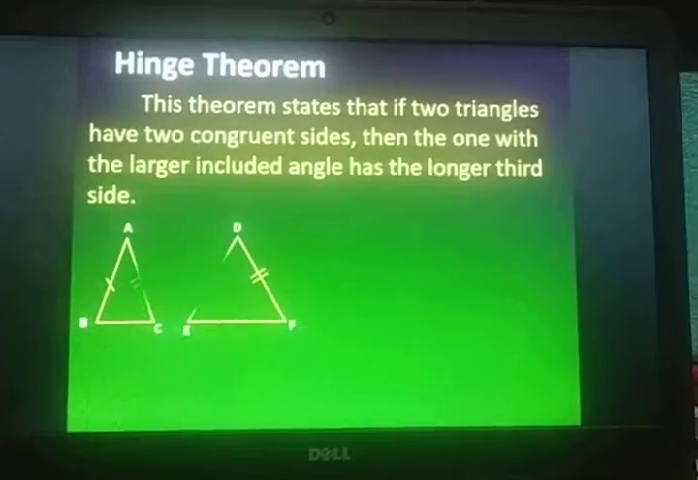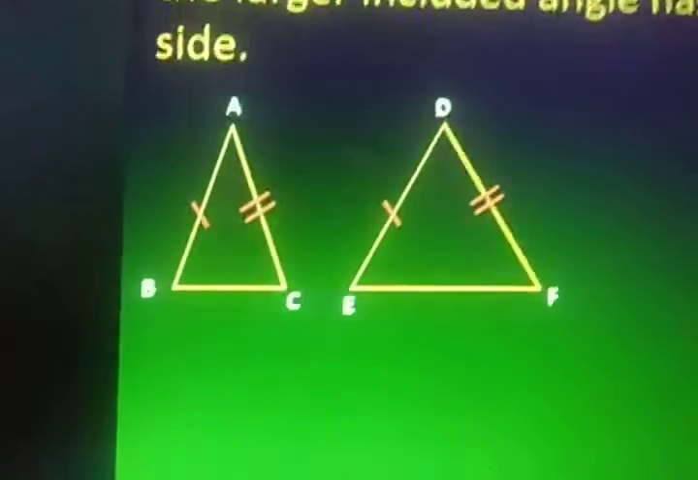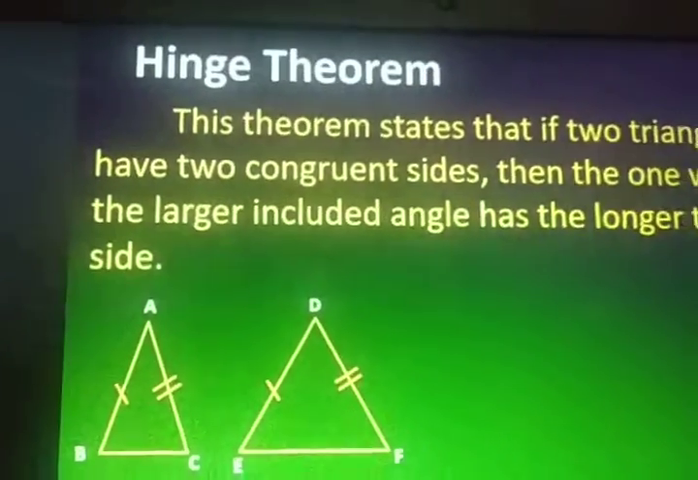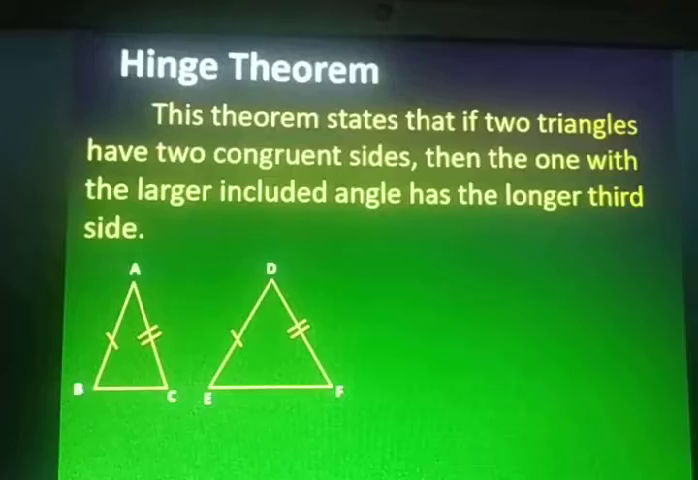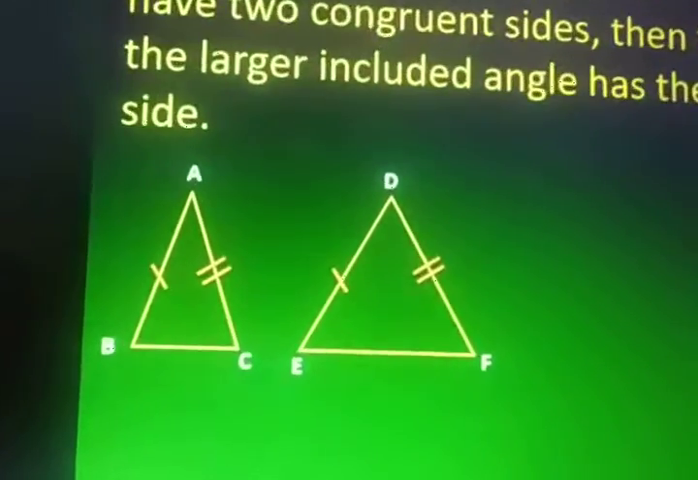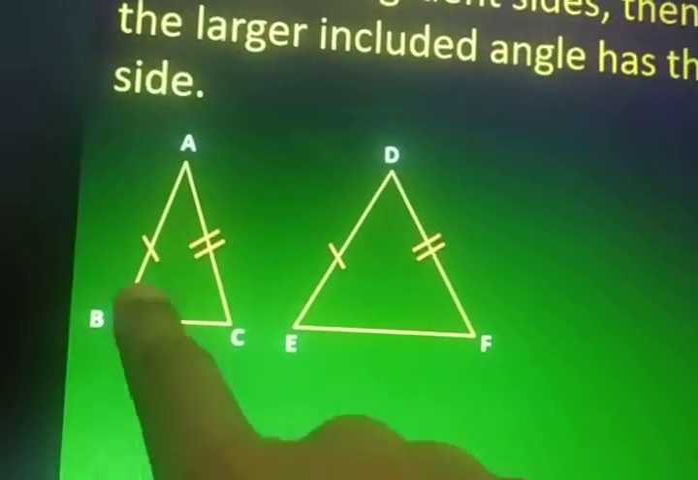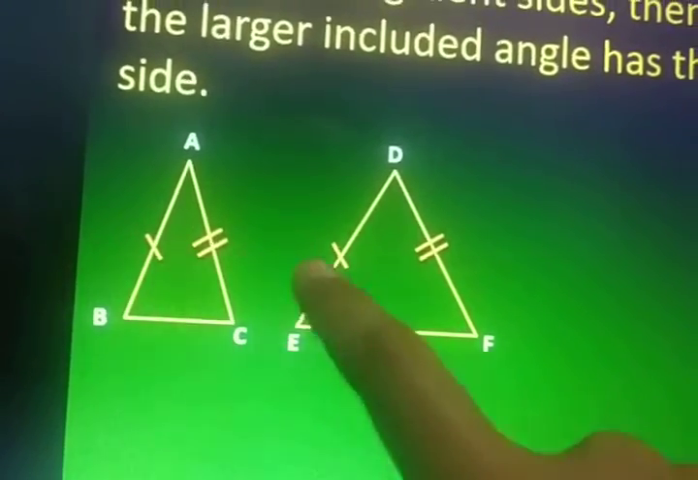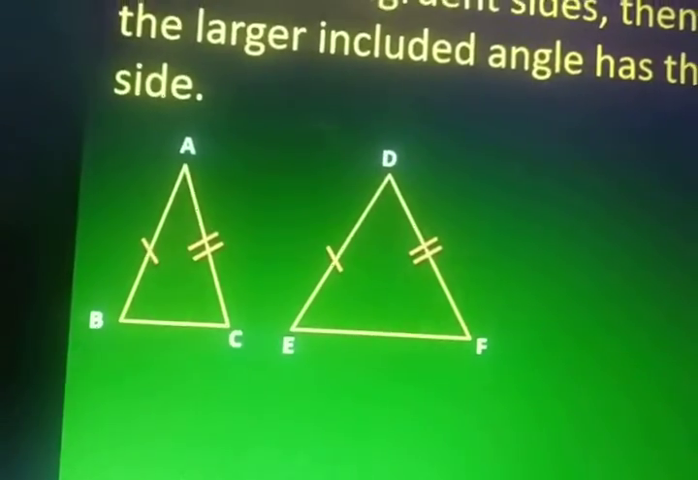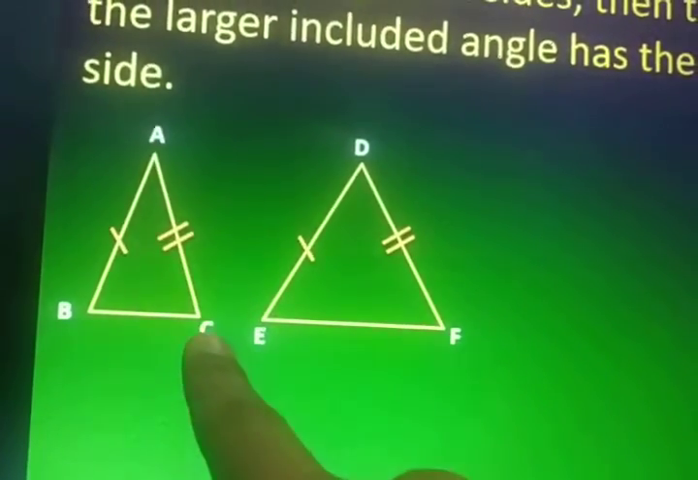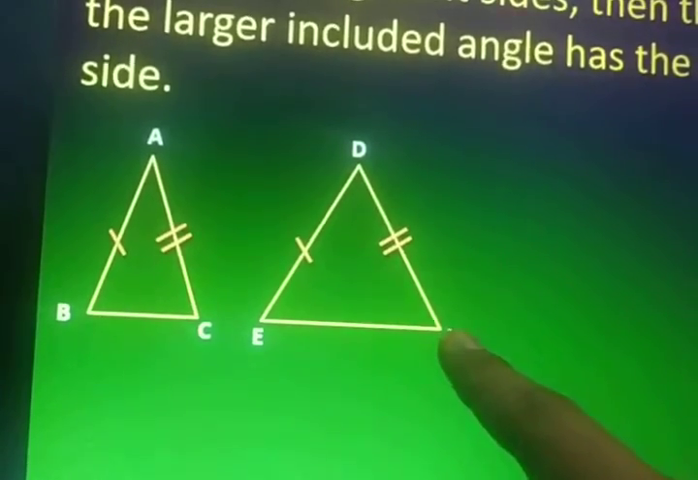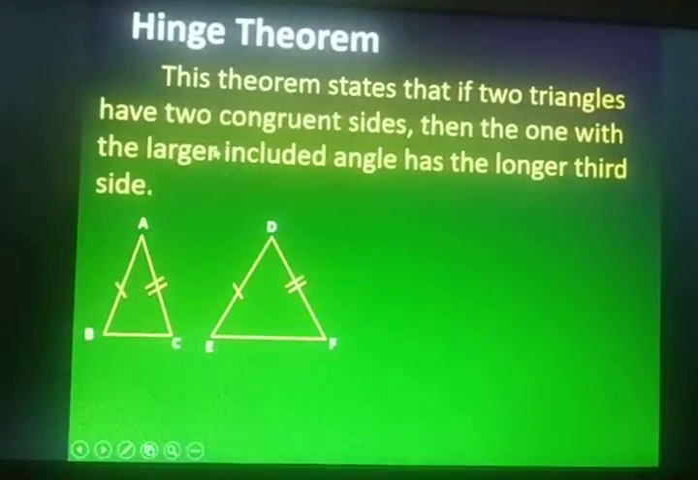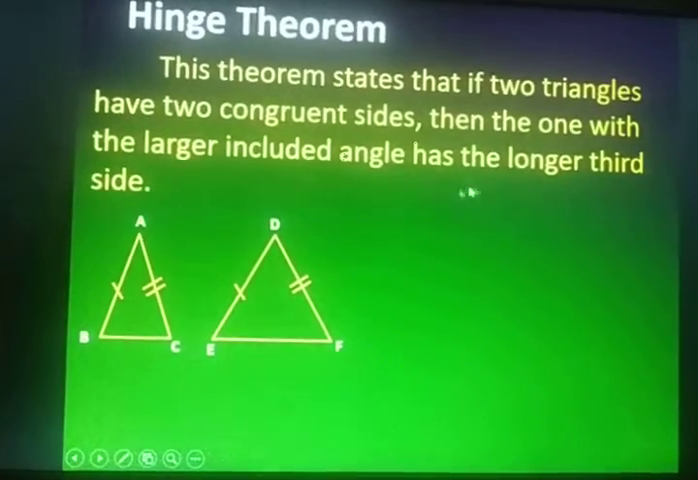So let's study this figure. We have triangles ABC and triangle DEF. Okay, based on the definition, the two triangles have two congruent sides, which they have. Line segment AB is congruent with line segment DE. May marka isa. So they are congruent, they are equal in length. And then another side, line segment AC is congruent with line segment DF. So it falls under the Hinge theorem. Then the one with the larger included angle has the longer third side.